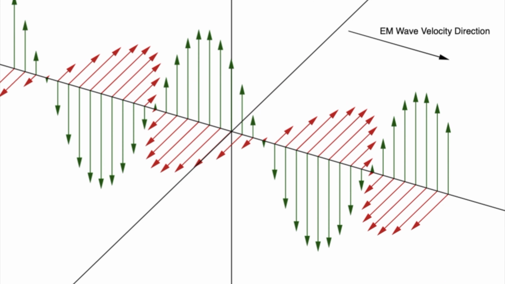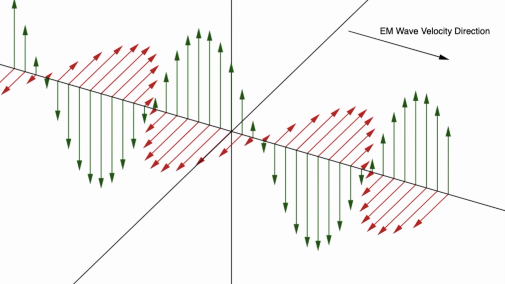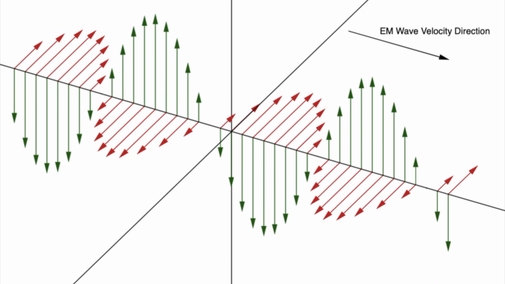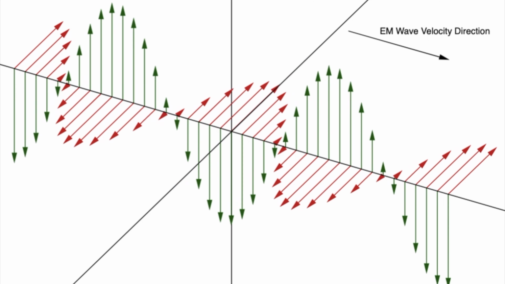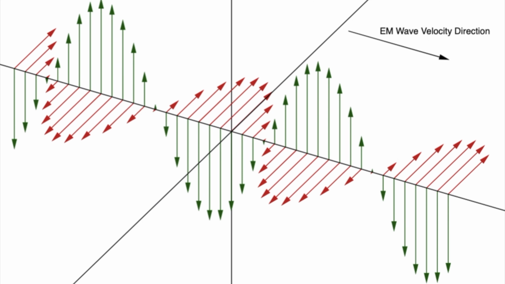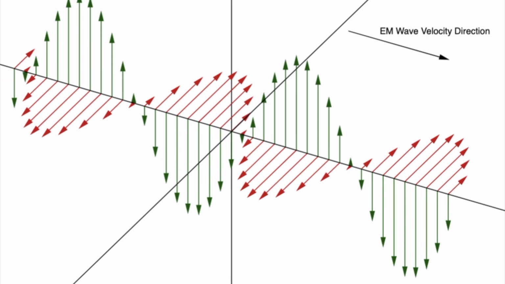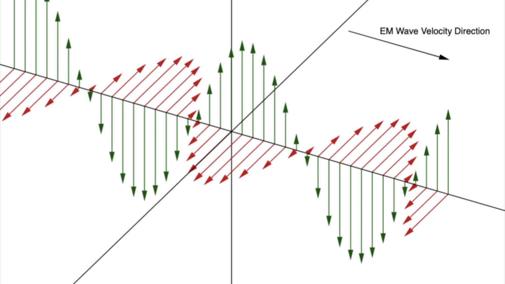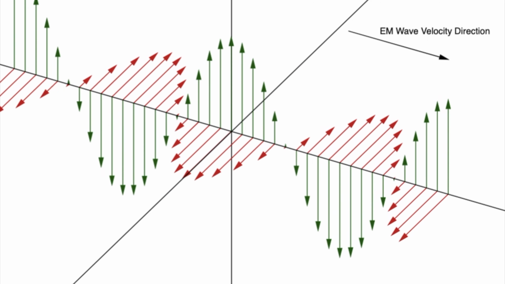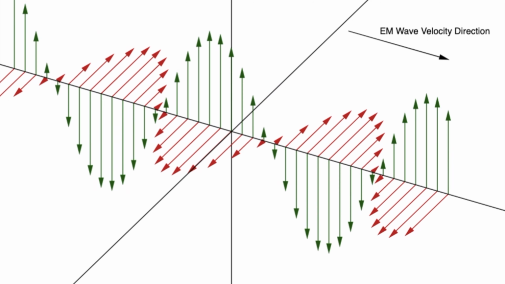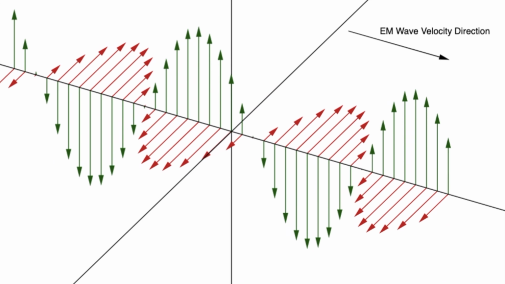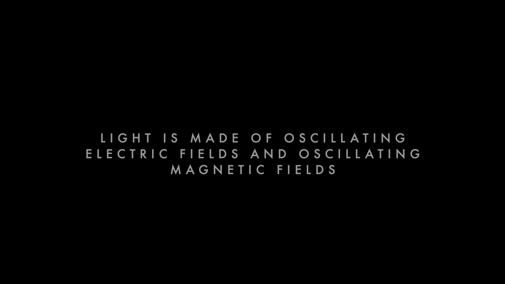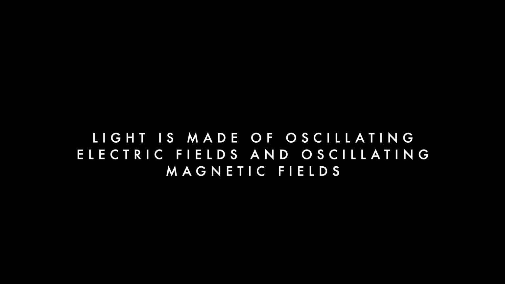An oscillating, which means moving back and forth, electric field makes an oscillating magnetic field. An oscillating magnetic field makes an oscillating electric field. Then the oscillating electric field again makes an oscillating magnetic field. This cycle makes a wave in the fields that moves by itself. This was how light was explained. Light is a wave made of oscillating electric fields and oscillating magnetic fields.